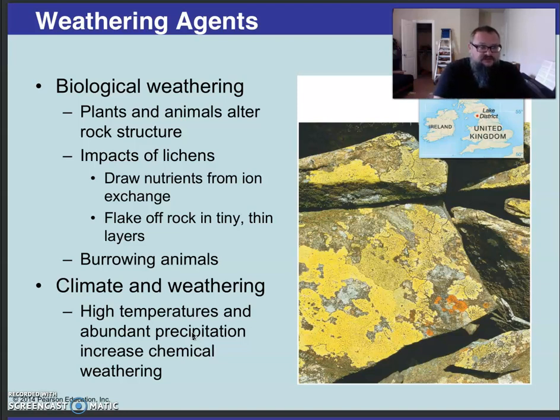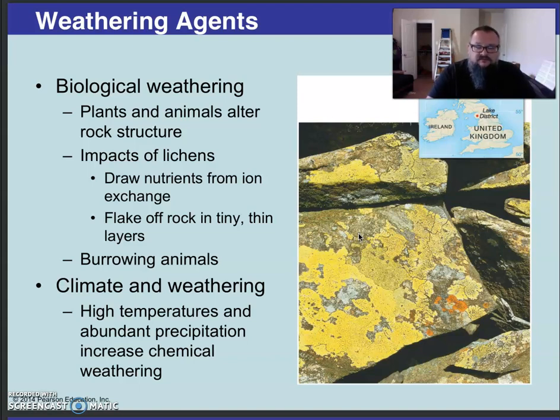But there are lots of other plants other than trees that impact rocks in one way or another. We've all seen rocks that have moss or lichen on them. Lichen are actually small single cell animals that feed off of rocks through a process called ion exchange. And as they feed off the rock, they die. And then as they die, the outer layer of rock flakes off. So they're breaking the rock down into smaller and smaller pieces as they go.